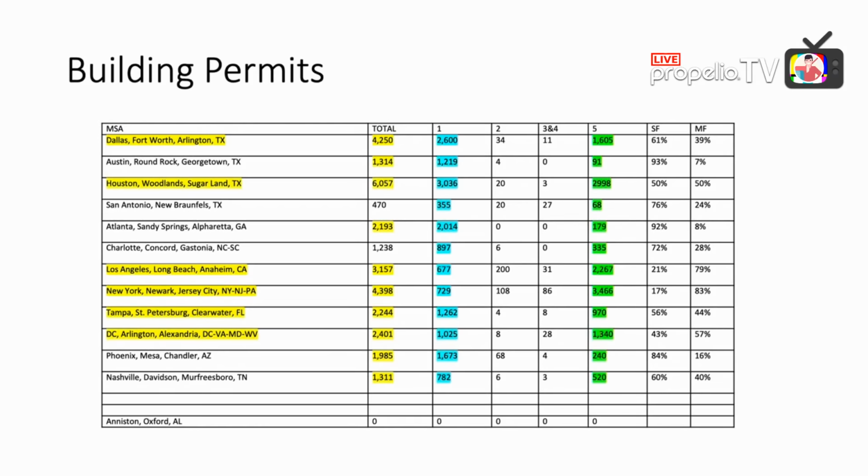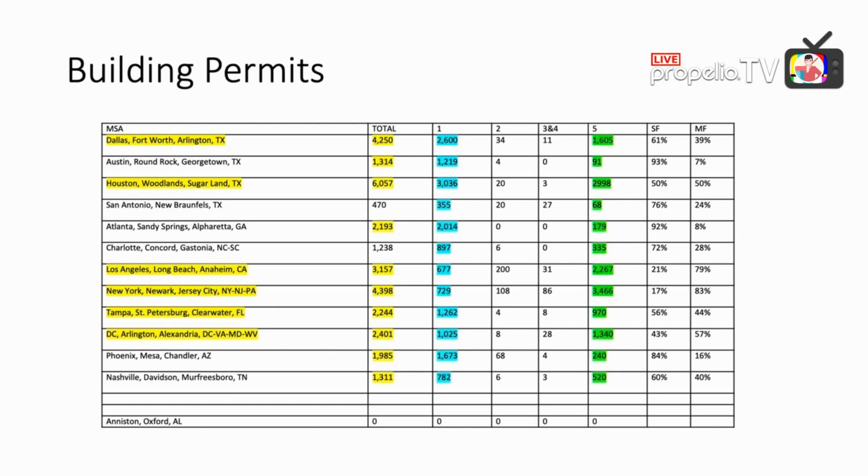And Casey, we were talking about this too. That tells you a lot about a market. So Houston had the most building permits in the United States at 6,000, and it's right at 50-50, 50% single family, 50% multifamily. So Dallas right now is at about 60-40, 60% single family, 40% multifamily.